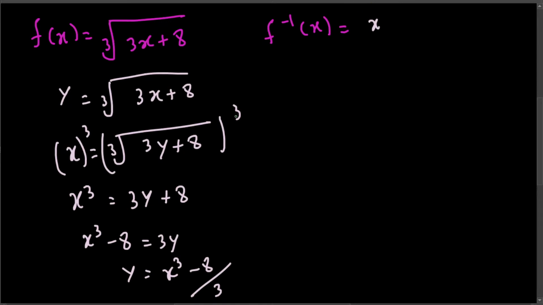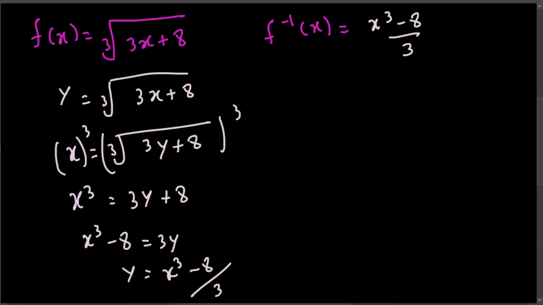Okay, let me double check this. Here we have x to the power 3 minus 8 divided by 3. Yes, so that's right, x cubed minus 8 divided by 3. Okay, that's our inverse function. Now let's look at another question.